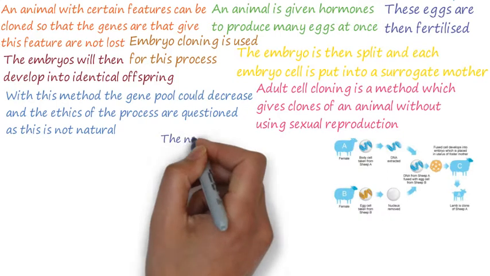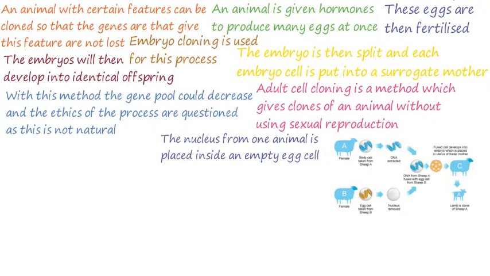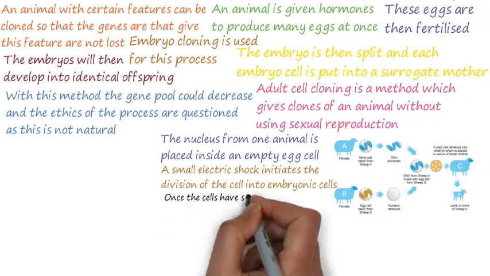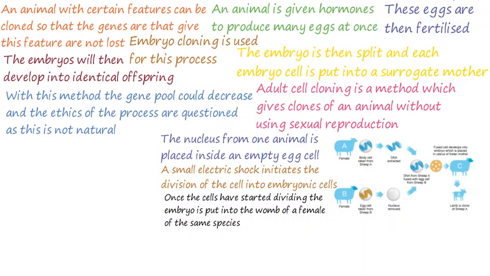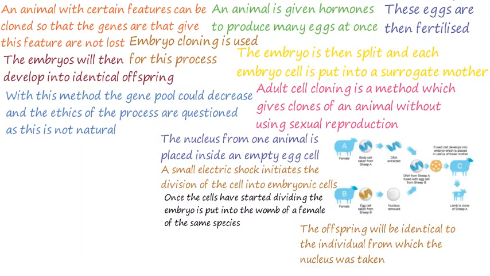Adult cell cloning is a method which gives clones of an animal without using sexual reproduction. In order to do this, a nucleus is taken from a body cell of one animal. Also, an egg cell of another individual is taken and the nucleus is removed. The nucleus of the first animal is placed inside the now empty egg cell. A small electric shock initiates the division of the cell into embryonic cells. Once these cells have started dividing, the embryo is put back into the womb of a female of the same species. The offspring will be identical to the individual from which the nucleus was taken.